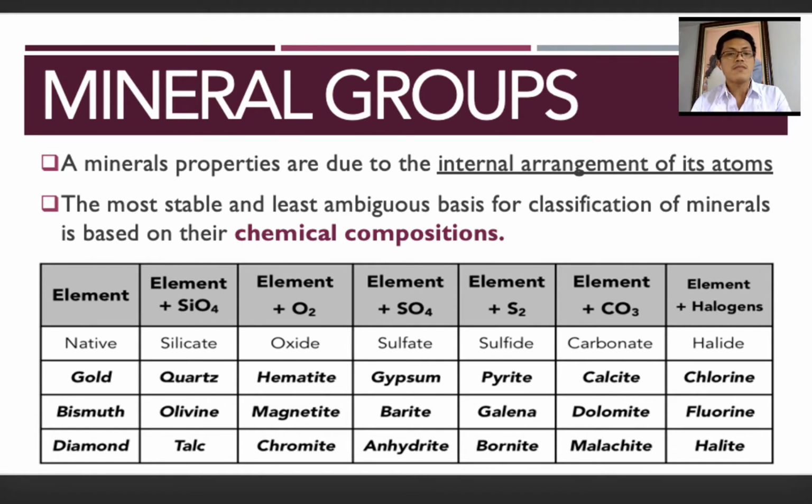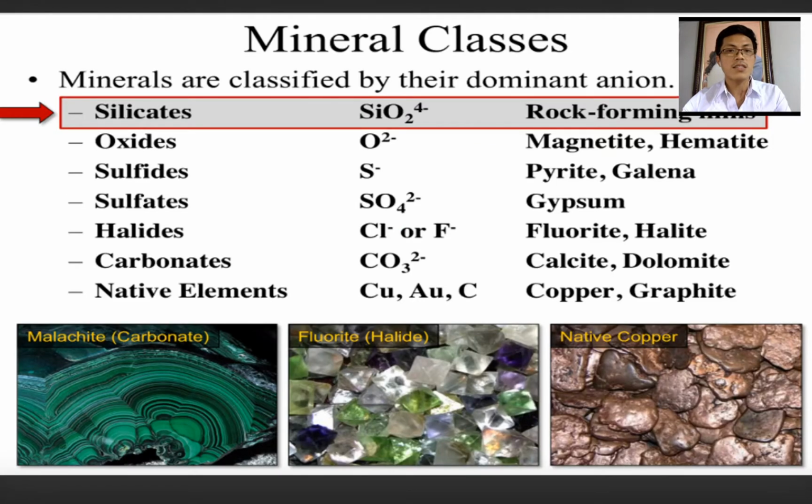So here we have the different groups. We have the native elements, the silicates, the oxide groups, the sulfates, sulfides, carbonates, and halides. For native elements, we have gold, bismuth, and diamond. We are going to discuss each of them. Silicates are mostly the rock-forming minerals; most minerals in the Earth's crust are grouped into silicates.